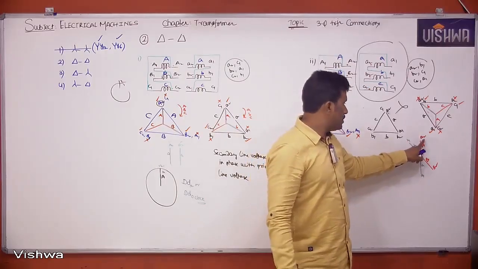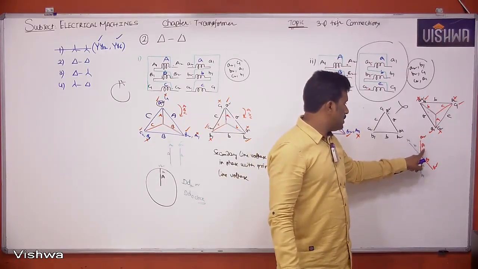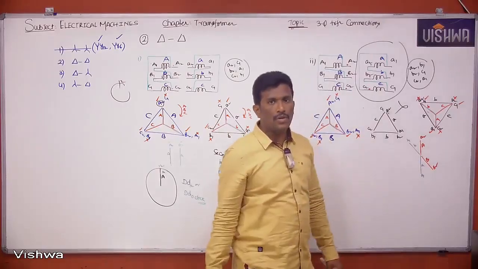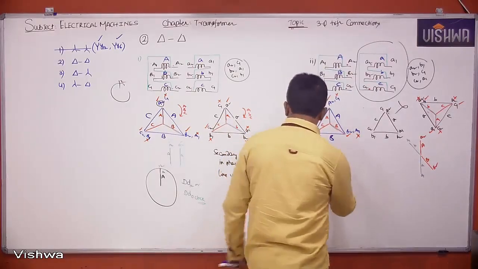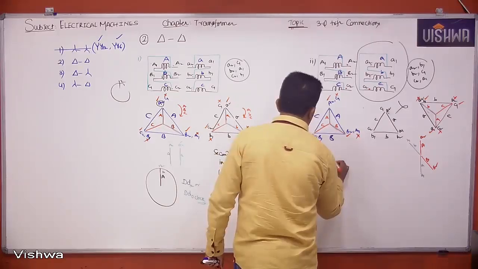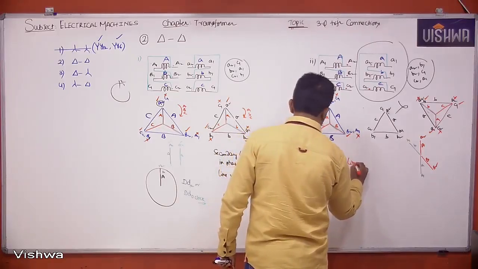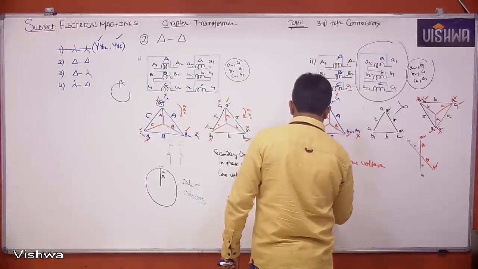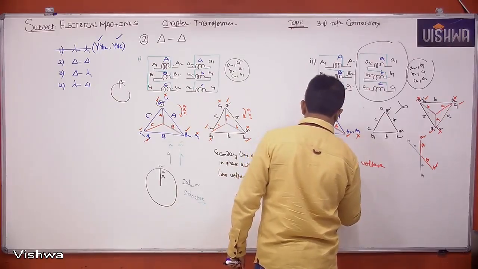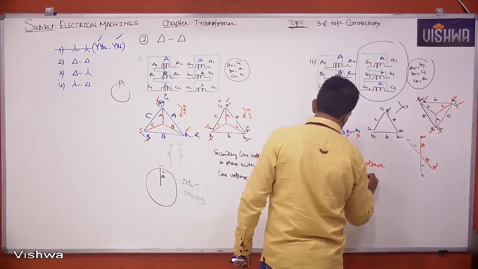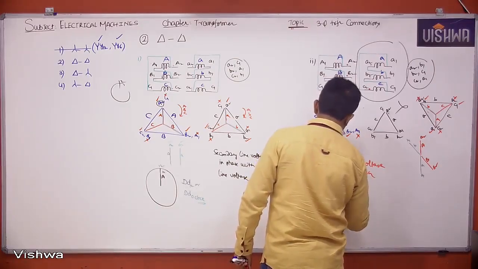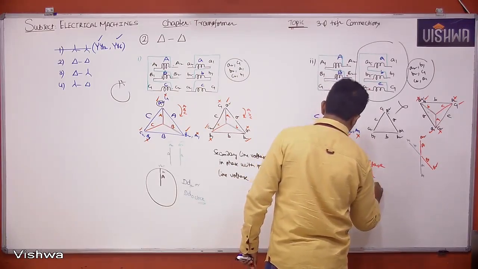Tell me, here if it is A2, I mean here A is here, small a is like this. B here, small b like this. So they are out of phase. They are out of phase. So simply I can write here: secondary line voltage is out of phase with primary line voltage.